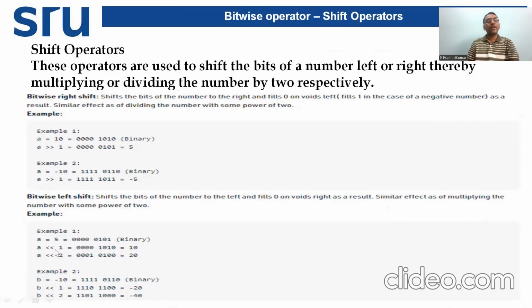00000101. Then when I say A left shift 1, it means the bits in the value A have to be shifted towards the left side only once. Then when I shift it towards the left side only once, its value becomes 10 because it is equal to multiplying that value by 2 one time. So 5 into 2 becomes 10. Then A left shift 2 means the same A value has to be multiplied by 2 twice. Hence that becomes 5 into 2 into 2. That is 20. Right. The same is applicable even for negative values also.